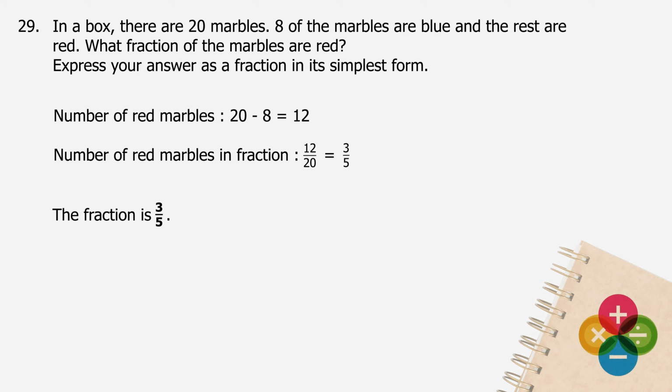The number of red marbles will be, subtract 8 from 20, and the difference is 12. The number of red marbles in fraction will be 12/20. Simplify 12/20 to the simplest form will be 3/5. The fraction is 3/5.